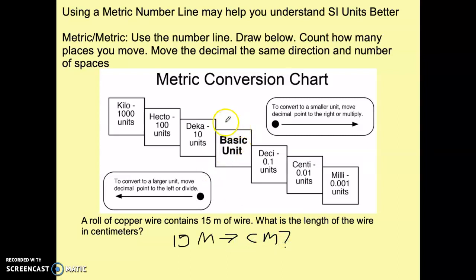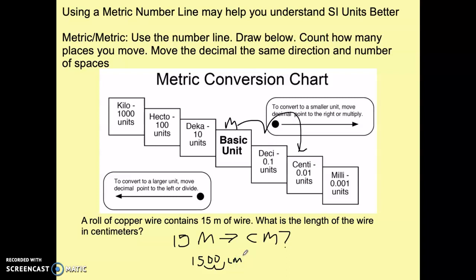So I look at here, and meters is a base unit. And then I want to go 2 spots right. So to convert to a smaller unit, I just move the decimal point right or multiply. Easiest way to do it is just be like, okay, 15. Where is my decimal point? It's right here. I'm going to move my decimal 2 spots right and then add some zeros. So I get 1,500 centimeters. There are 1,500 centimeters in 15 meters.